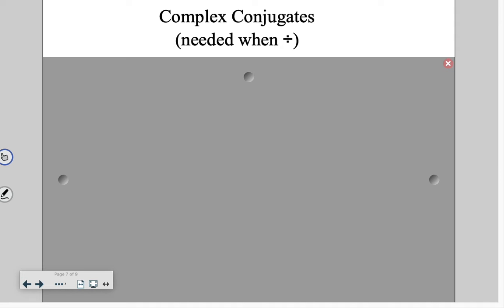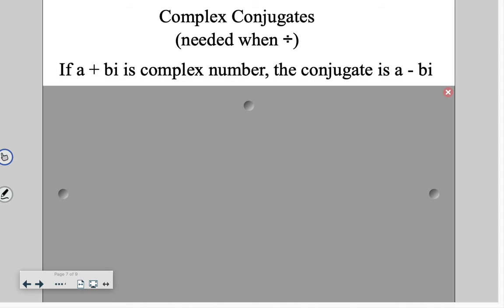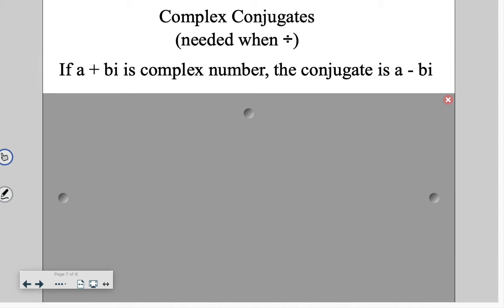So last operation, the only thing we haven't talked about yet is division. When dividing, we're going to need to use what are called complex conjugates of each other. Everybody remember what a conjugate is? It's just the opposite, is all it is. So for example, if a plus bi is one complex number, then a minus bi would be the conjugate. Okay? It's the opposite sign of the imaginary part. A plus bi and a minus bi would be conjugates. So 2 plus 3i and 2 minus 3i are complex conjugates of each other.